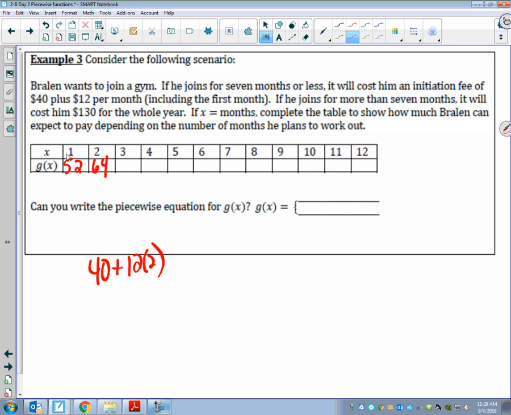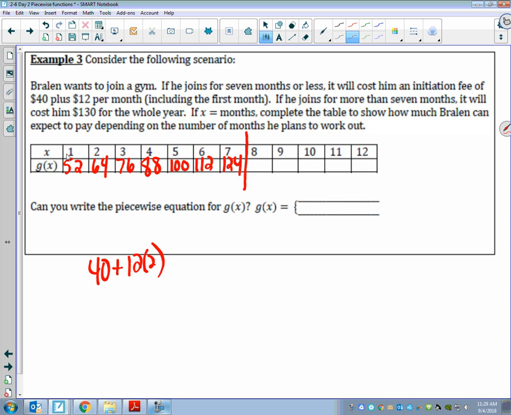And I'm just going to keep increasing by 12 until when? If he joins for 7 months or less. So up to 7 months, I'm just going to keep adding 12 to this. Are you okay with that? So that would be 76. And then plus 12 for the next month would be 88, then 100, then 112, and then 124.